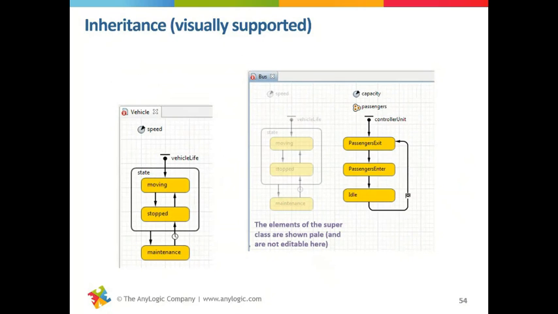Inheritance is visually supported. So for example, a bus agent can inherit parameters and state charts from an upper agent vehicle. And the upper agent attributes cannot be altered at the lower level agent workspace.